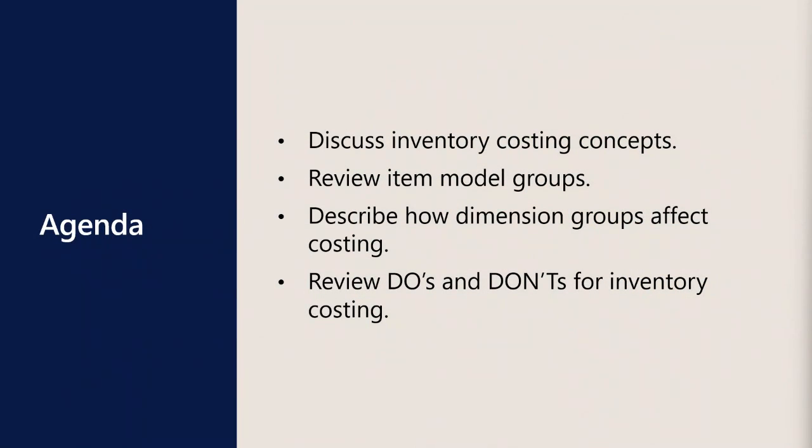So let's take a quick look at the agenda for today's Tech Talk. We'll start with some basic inventory costing concepts and terminology. Then we will review the details and options available on the item model groups, which are a key configuration to control how costing will work in Dynamics 365. Then we'll walk through the settings available on storage and tracking dimension groups that affect costing. We'll wrap it up with some best practices and do's and don'ts, as well as some additional resources you can use to learn more about costing.